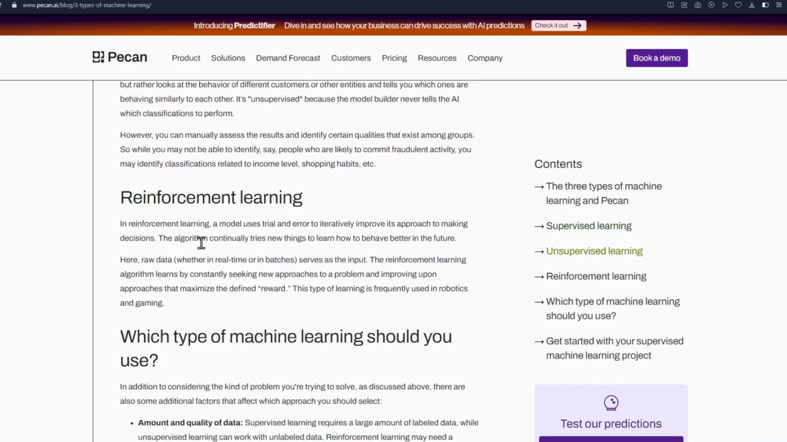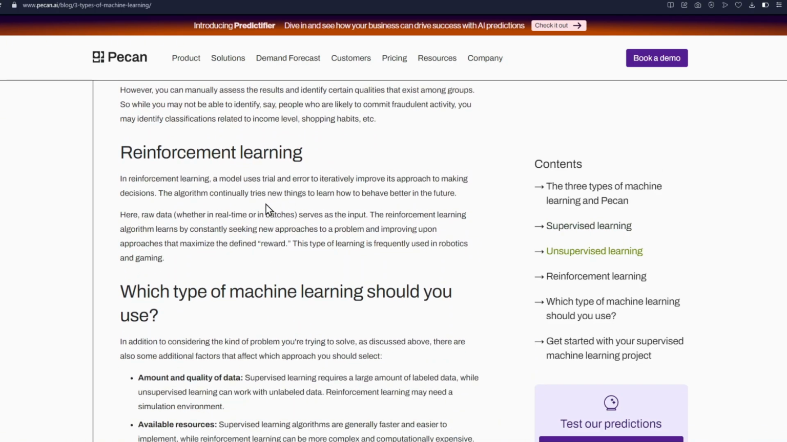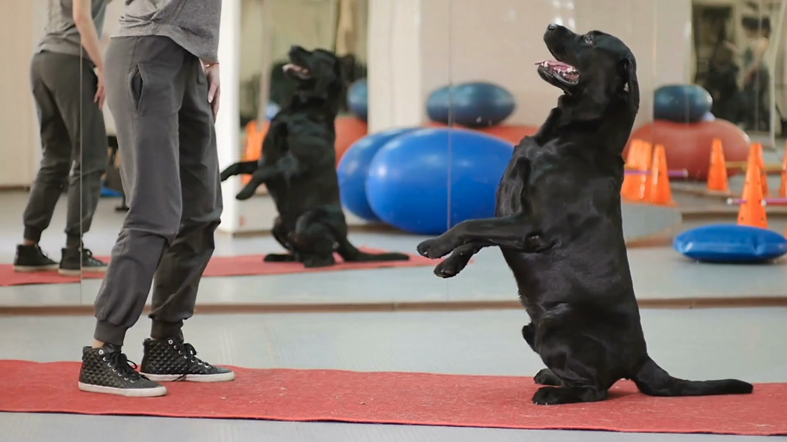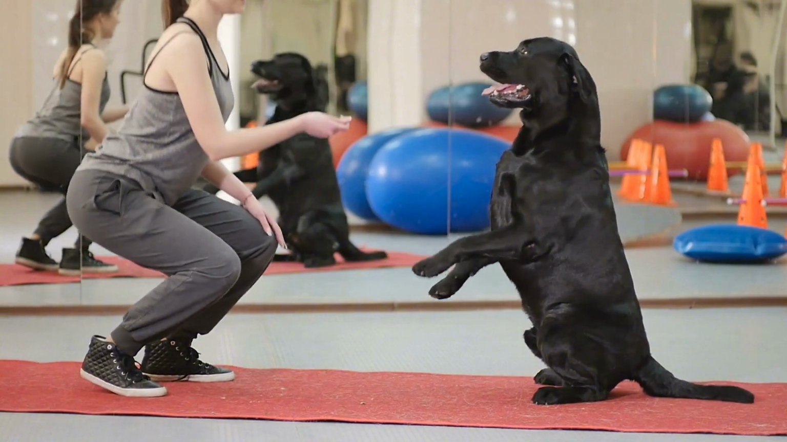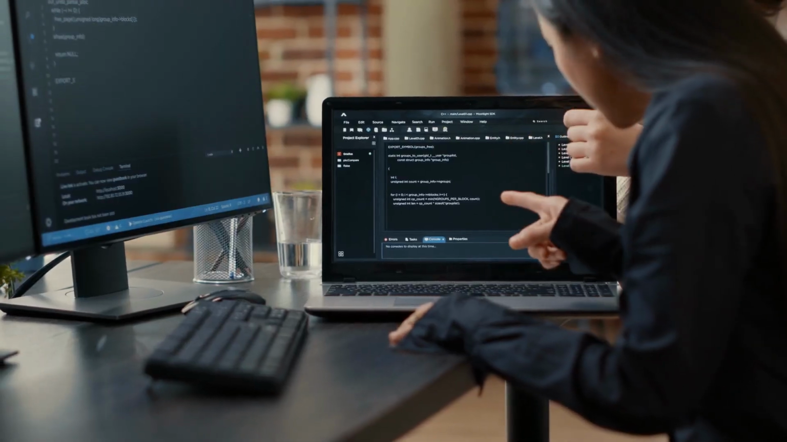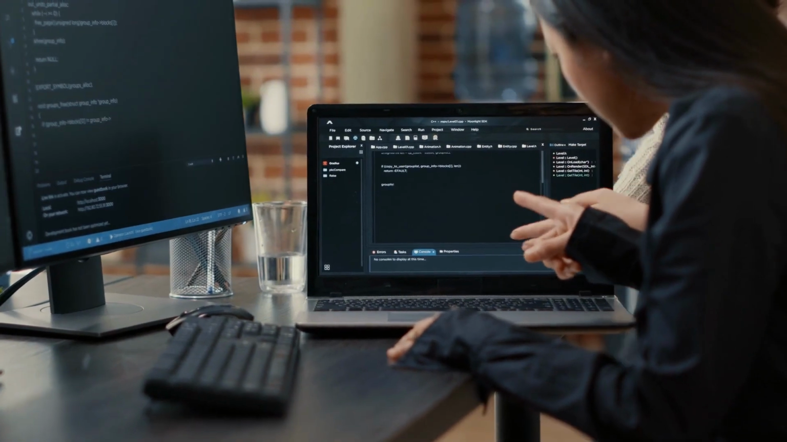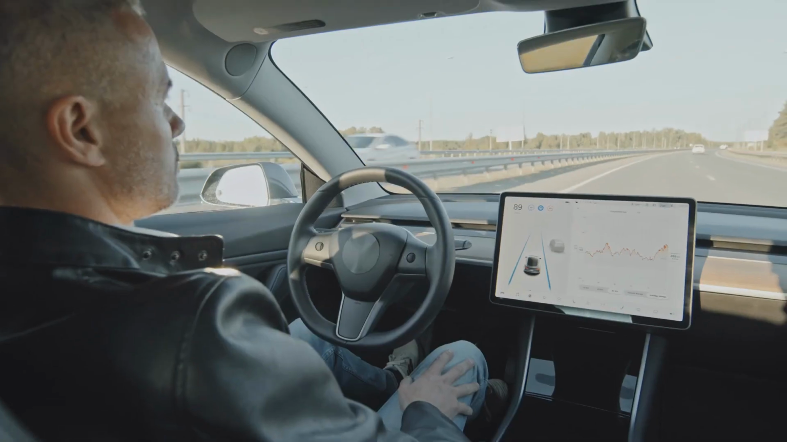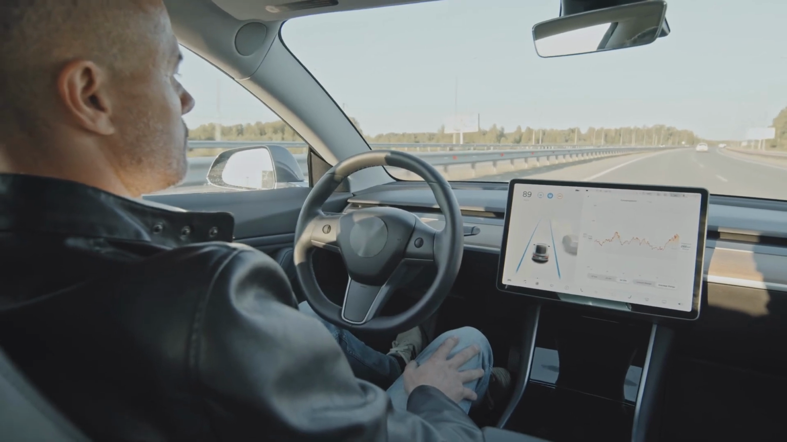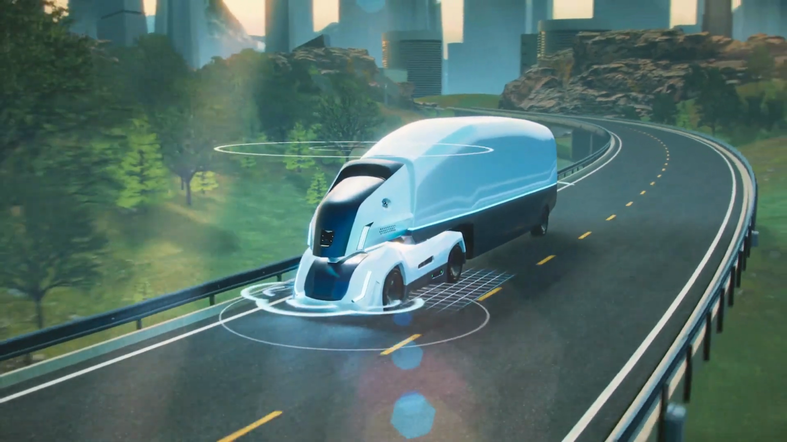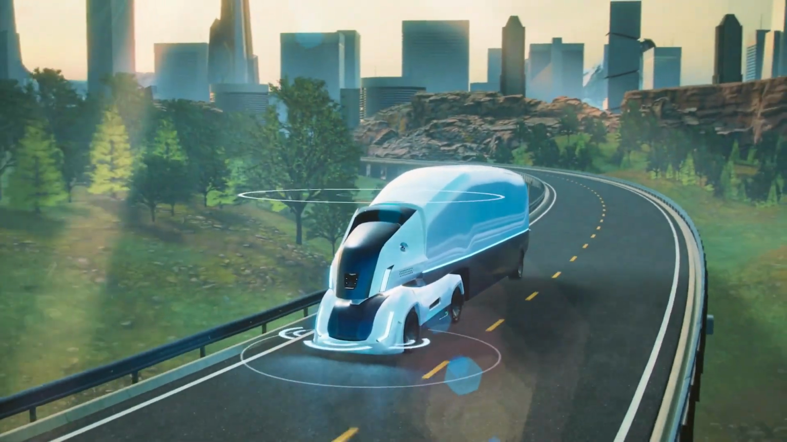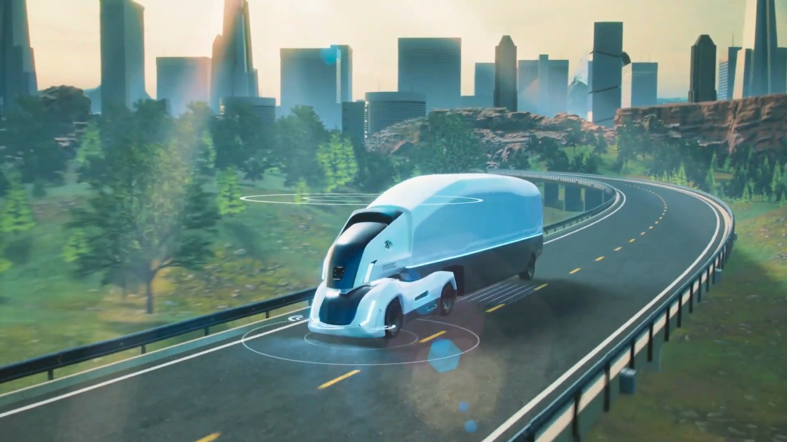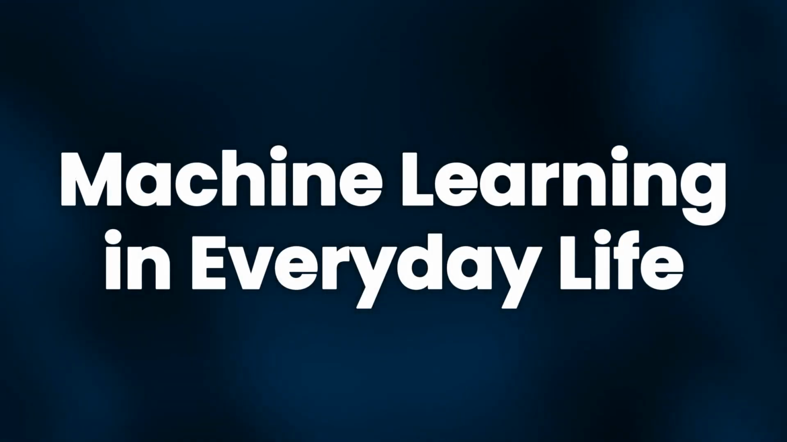Reinforcement learning is yet another approach, and it works by trial and error. Think of training a dog to sit by giving it treats when it gets it right. In machine learning, the treat is a reward signal, and the machine learns by maximizing rewards over time. Reinforcement learning powers technologies like self-driving cars, where the system learns to make better driving decisions by practicing and receiving feedback.